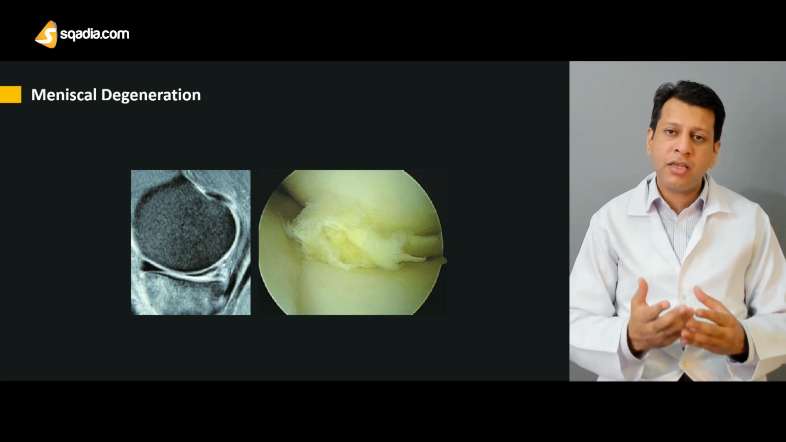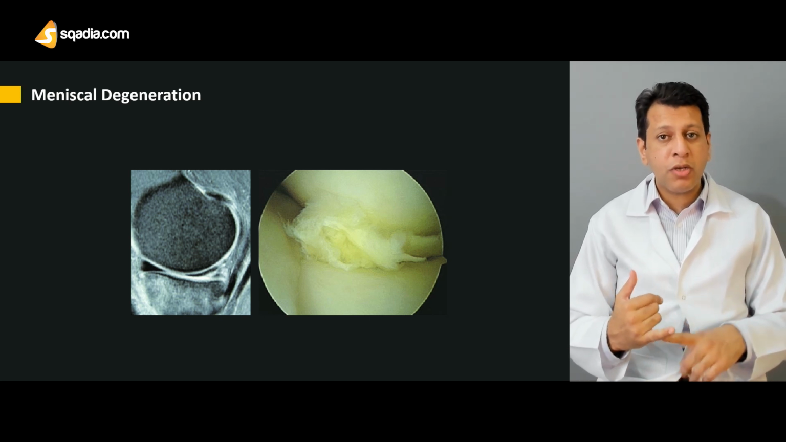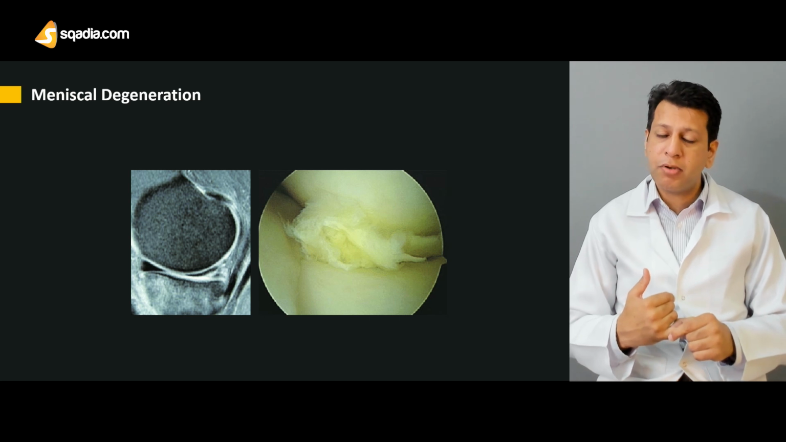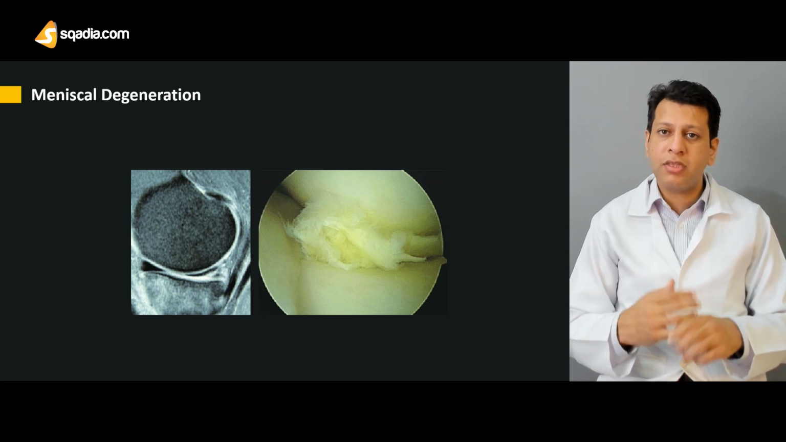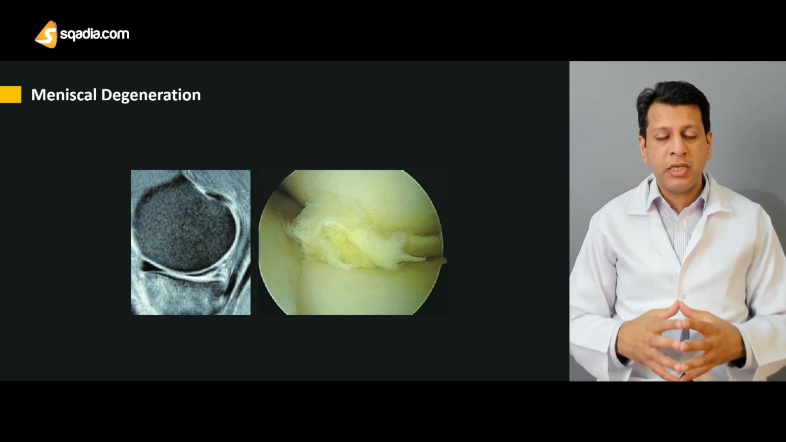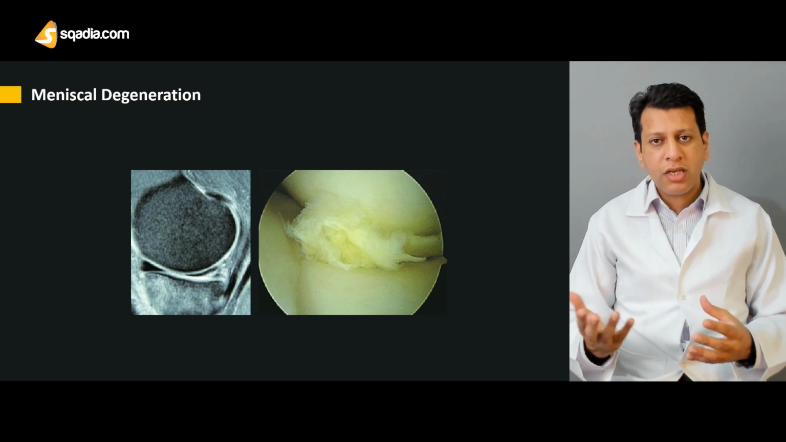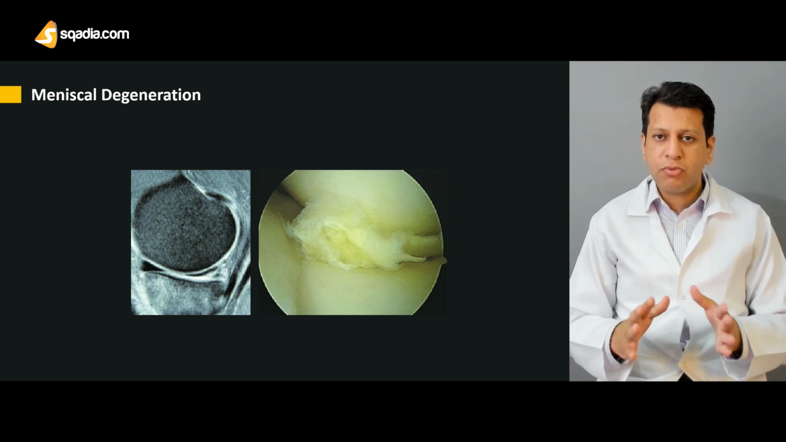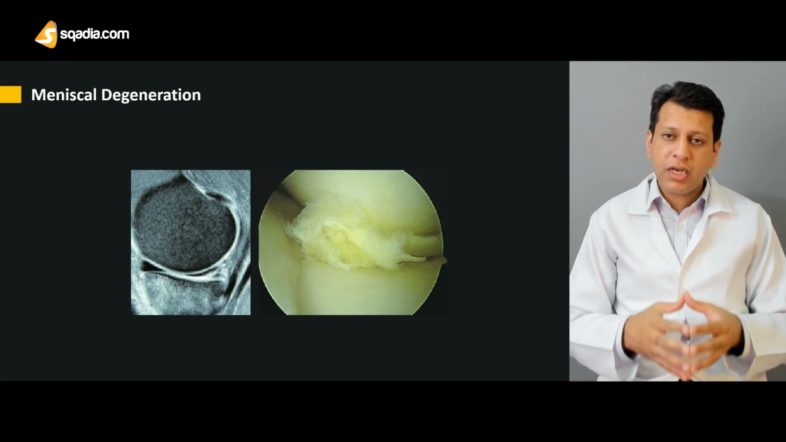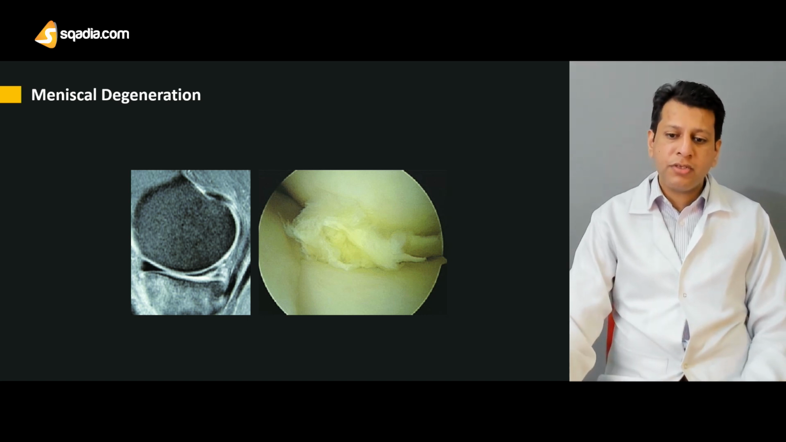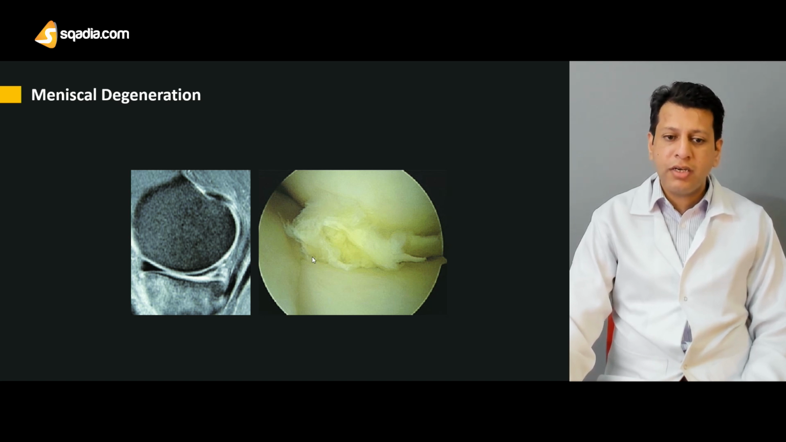For example, there may be pain or swelling initially, along with the mechanical symptoms of locking and catching present in the knee joint. When you get an X-ray, usually except for arthritis of the knee joint, there is absolutely nothing there. But when you get an MRI, you see these kinds of pictures, and when you get an arthroscopy done, you can appreciate how much degeneration of the meniscus has actually taken place.